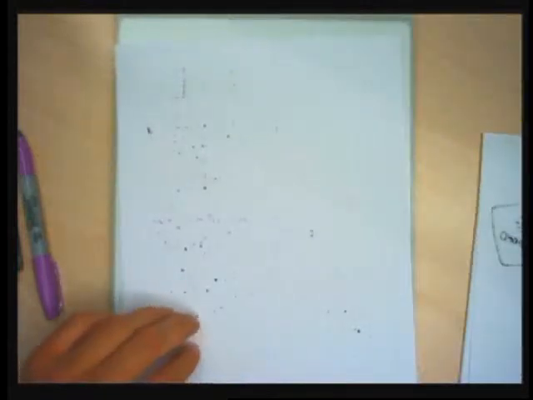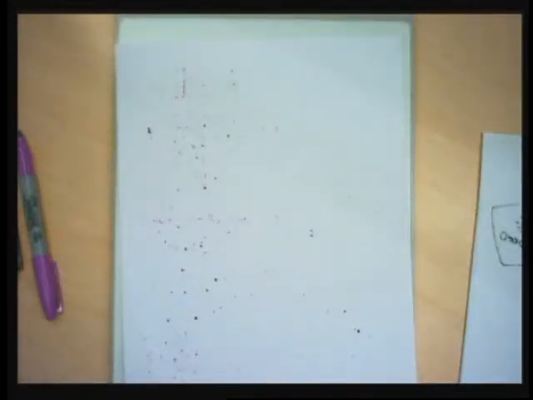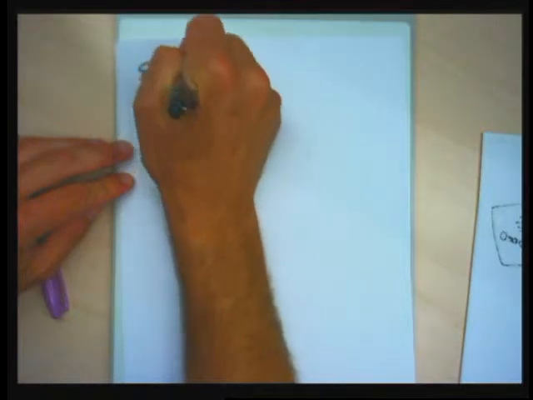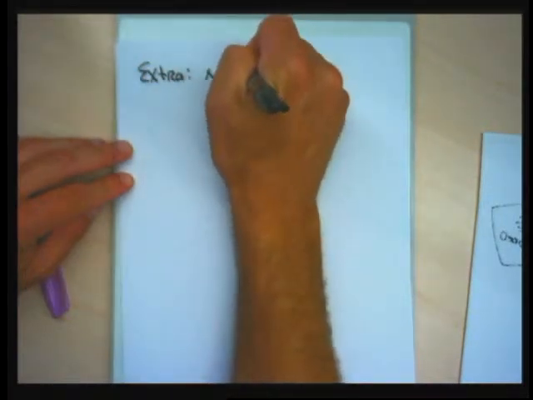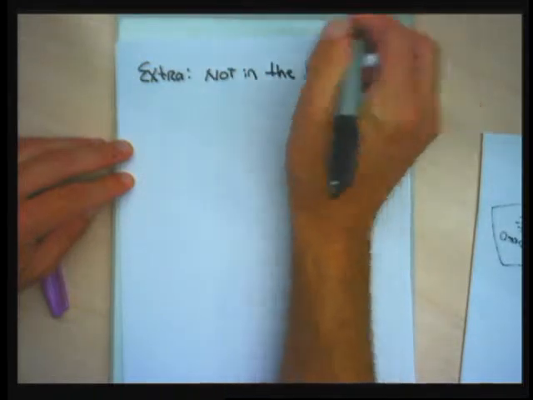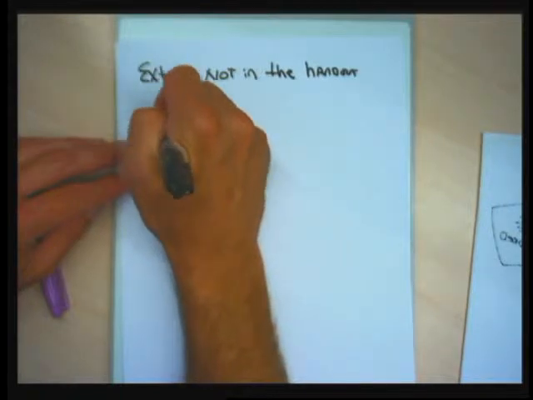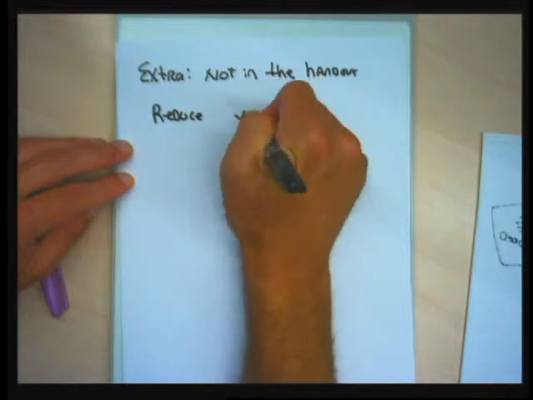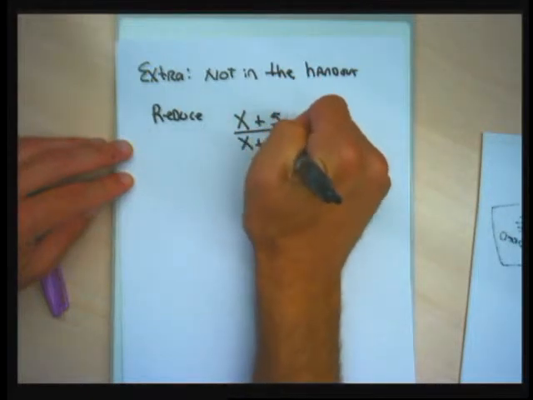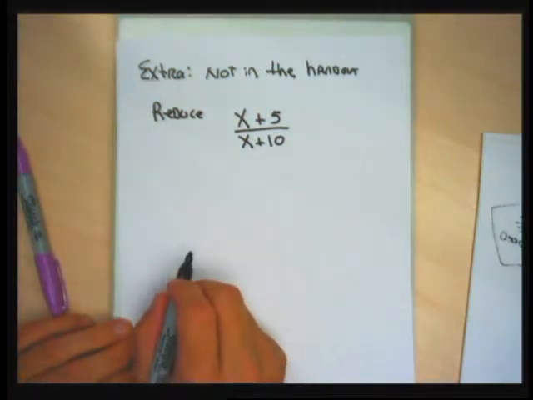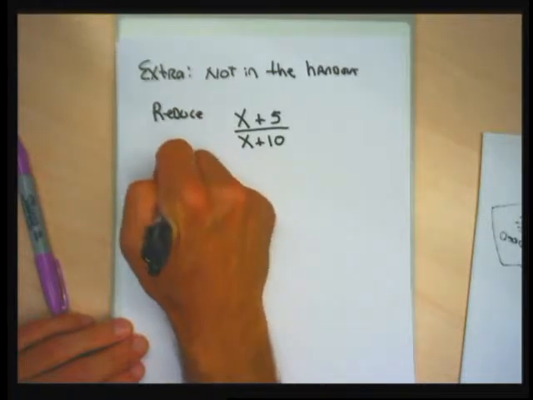So I'm going to leave the text for a little bit, and just to emphasize this, these are extra. Not in the handout. If I gave you something like this, and if I said reduce x plus 5 over x plus 10, you're supposed to say this can't be reduced.